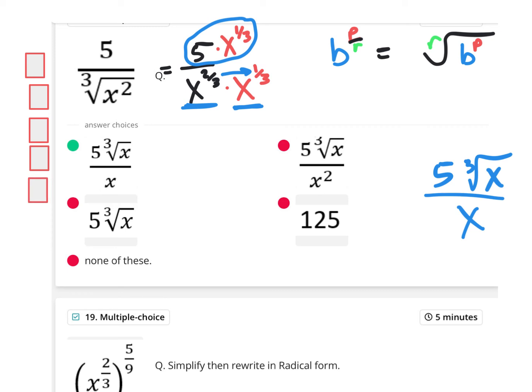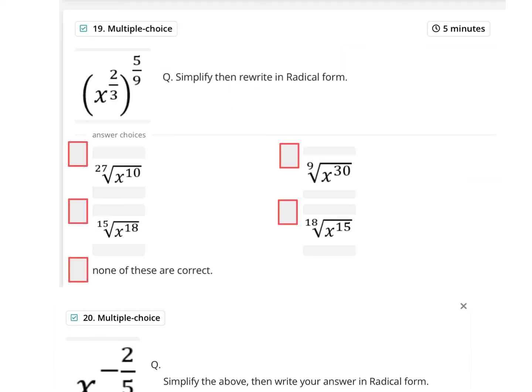By the way, you might have to scroll to see the complete option on your answer, or click on the actual question to see the whole thing. I think some of them might have gotten cut off, so be careful with that. Let's move on. Simplify, then rewrite in radical form.